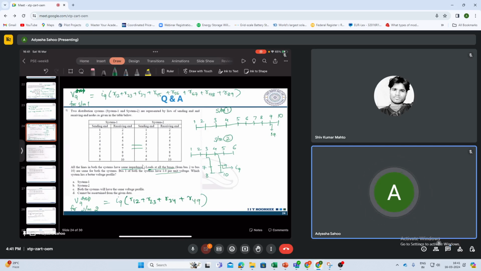So less voltage drop means better voltage profile. Similarly for nodes 7, 8, 10. So if you see here, basically the voltage at this end will be lower than the voltage here, right? Are you getting this? So if I see this group, V system 1 will be less than V system 2, and we have seen that minimum voltage means voltage collapse chances are more. So that means system 2 has a better voltage profile. So that's why system 2 is asked. So I hope this is clear.